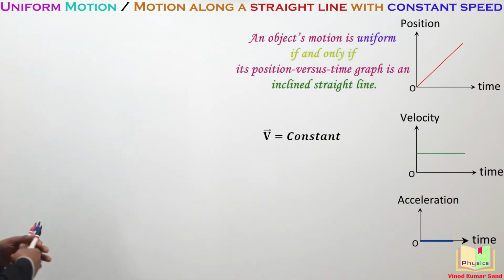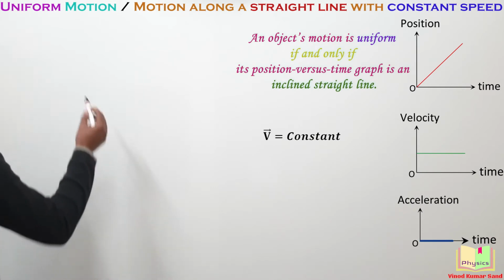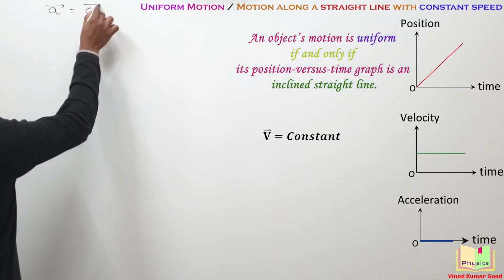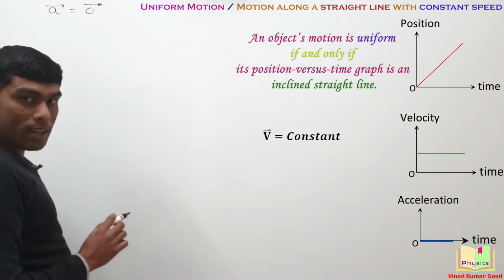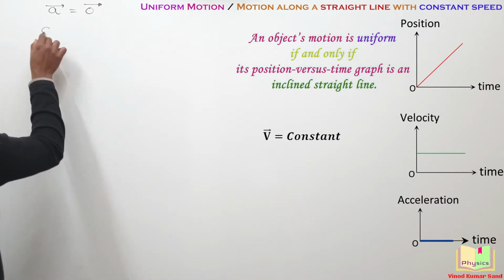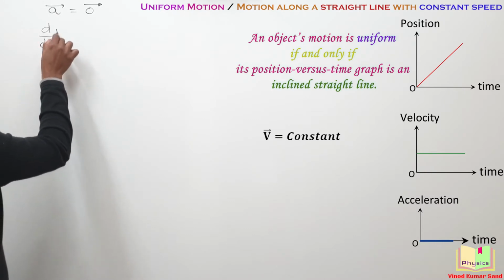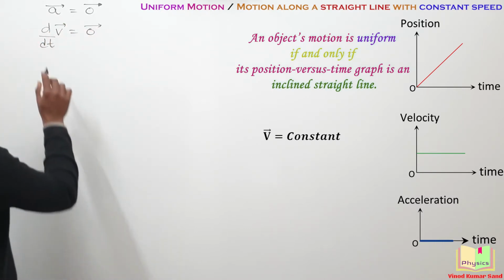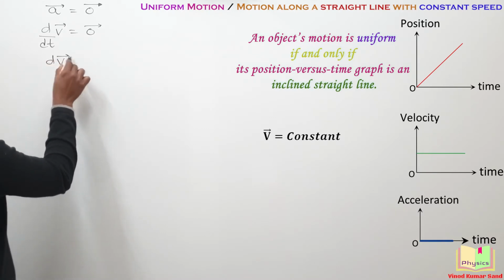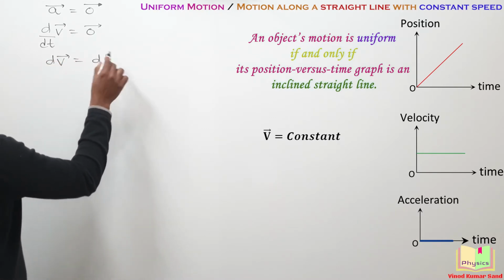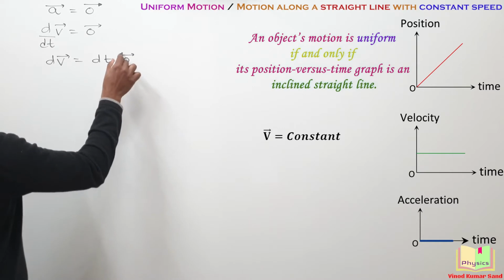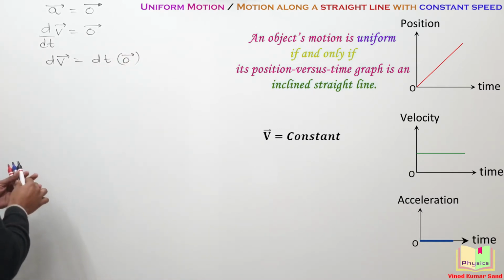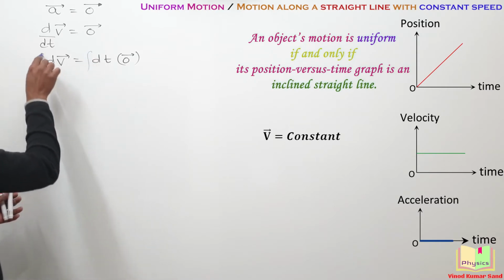Okay, so we can deduce a few formulas here. Since acceleration is 0, we can write it as a null vector in vector form. dv/dt is equal to the null vector. Do you agree? And dv is equal to dt multiplied with the null vector. Okay, we can integrate both sides.